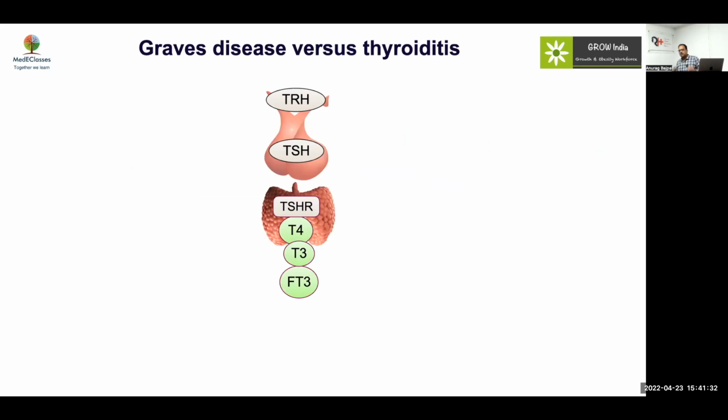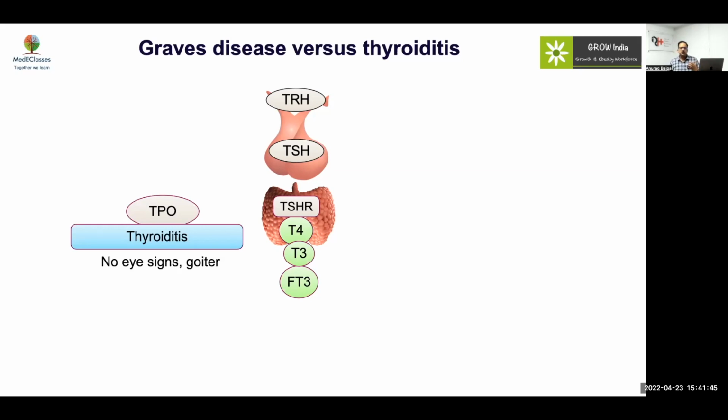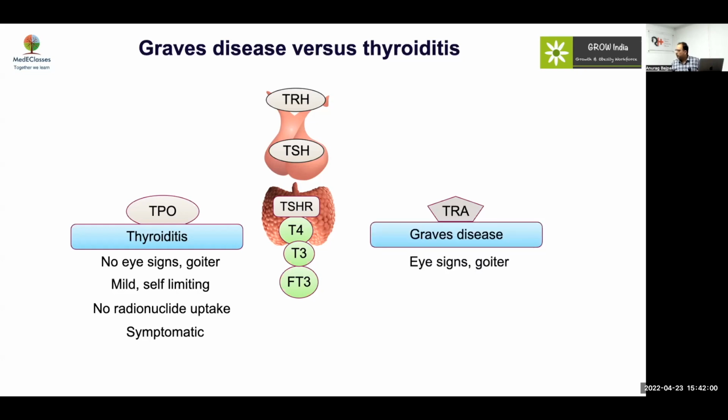Now, from there, the biggest question that you have to answer is: is it Graves' disease or is it thyroiditis? That is the big differential to look at. In thyroiditis, because of antibody, viral infection or bacterial infection, there is damage. There will be no eye signs and no goiter. It will be a milder disease, which is self-limiting. There will be no radionuclide uptake in that scenario. While if you have Graves' disease because of a stimulating antibody, you will have eye signs and goiter. It will be a severe disease. There will be increased uptake and you would require antithyroid drugs to treat.